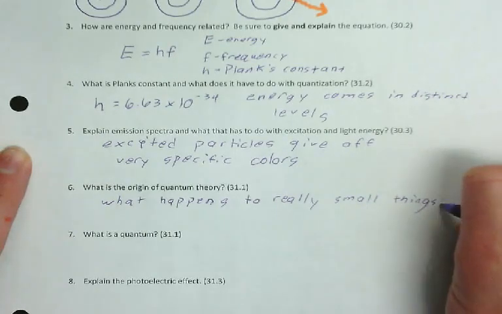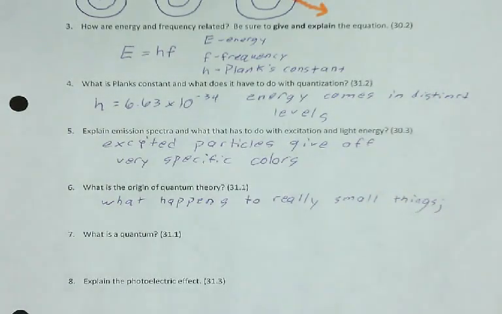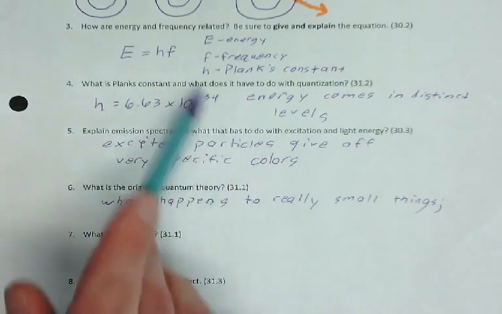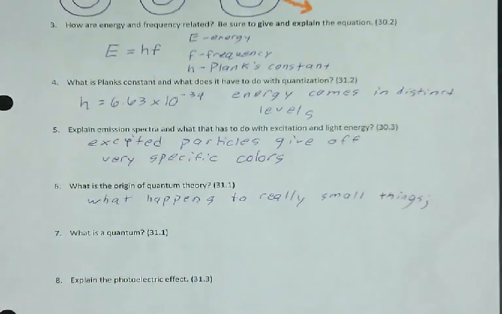So they're trying to figure out what happens to things that are really, really small. And really, really small things behave in very specific ways. And the ways are really, really strange. And so we are trying to figure out what's going on with them. And we notice that this idea of energy and frequency seem to go with different particles and that sort of thing. Okay, so what is a quantum?